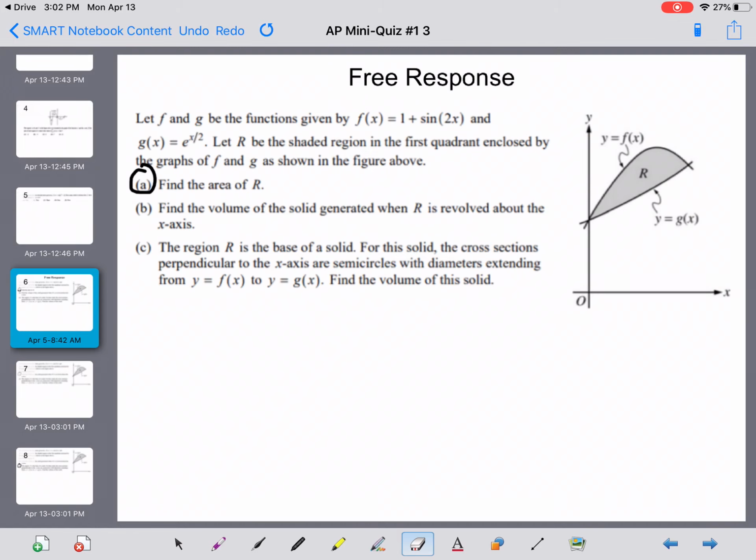Okay, and we're back, and we're going to take a look at the free response questions here on AP Mini Quiz number 1. I goofed something up and lost all the work from the 4 multiple choice questions, so hopefully that uploaded. Okay, so let's take a look at what's going on right here.